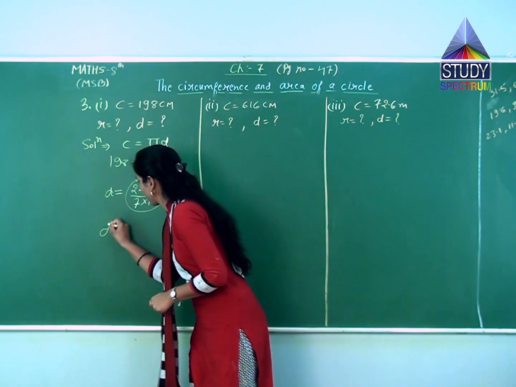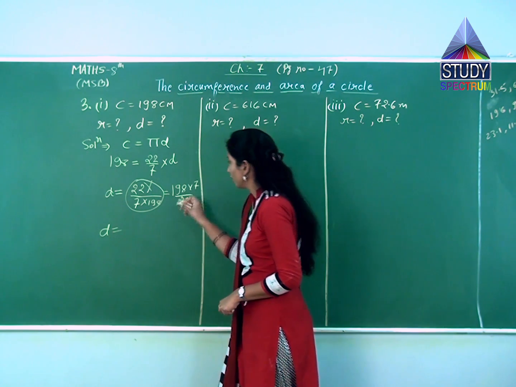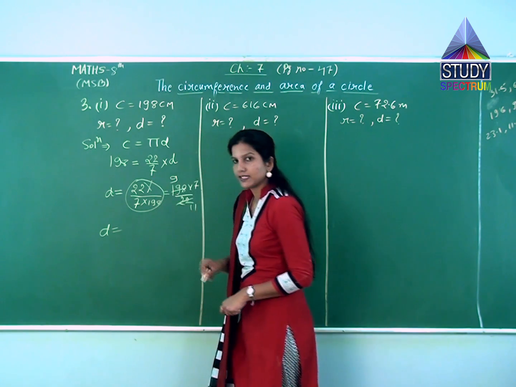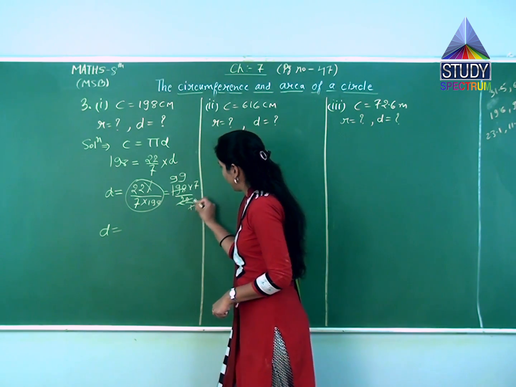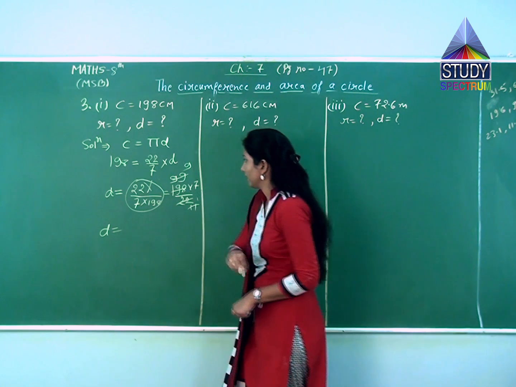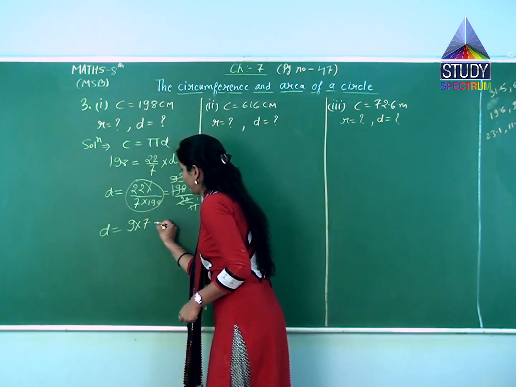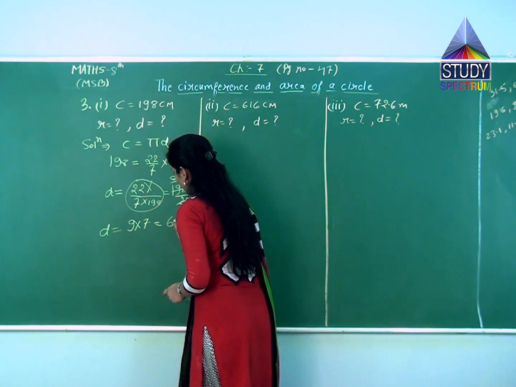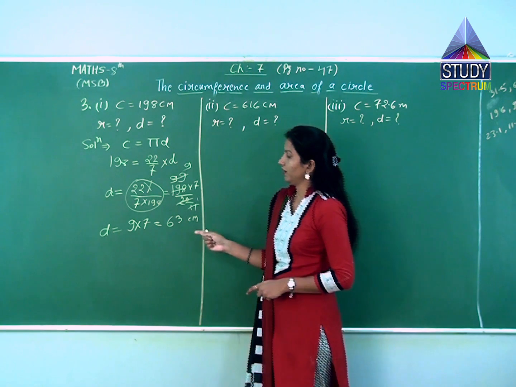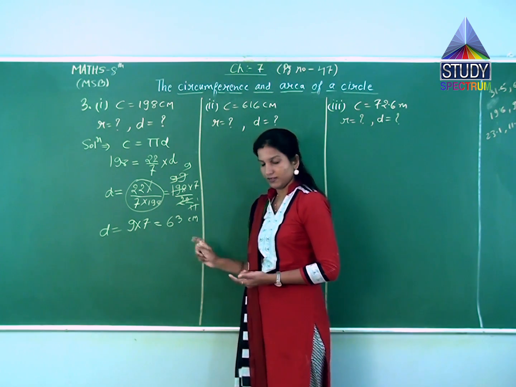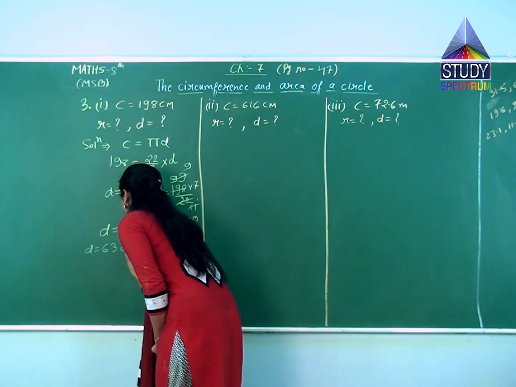Now, 2 ones are 2, 2 ones are 2, 2 nines are 18, 1 carry, again 2 nines are 18, and here 11 ones are 11 and 11 nines are 99, and 9 into 7 are left in the numerator. So d will be 63 centimeters. So our first part of the answer is d equals 63 centimeters. So here we will write d equals 63 centimeters.